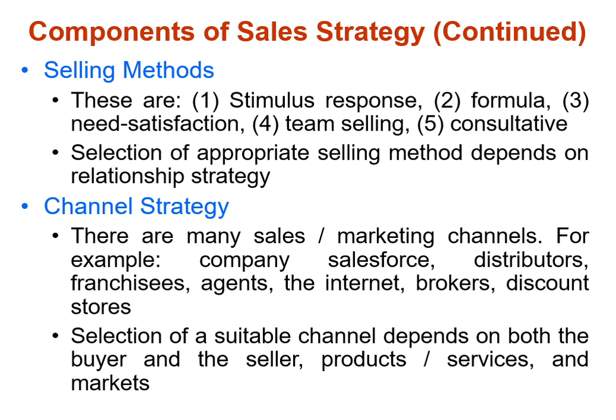Now, component of sales strategy, it continues. Selling method: how the stimulus response, what is the formula, how you are satisfying the need of the customer, how team selling is there, consultative selling; selection of an appropriate selling method depends on the relationship strategy. So channel strategy: there are many marketing channels, like company sales force, distributors, what is the SRM they are doing, who are the franchises, who are the agents, internet, broker, discount store, online, offline. Selection of a suitable channel depends on both buyers and sellers, product or services, and the market.